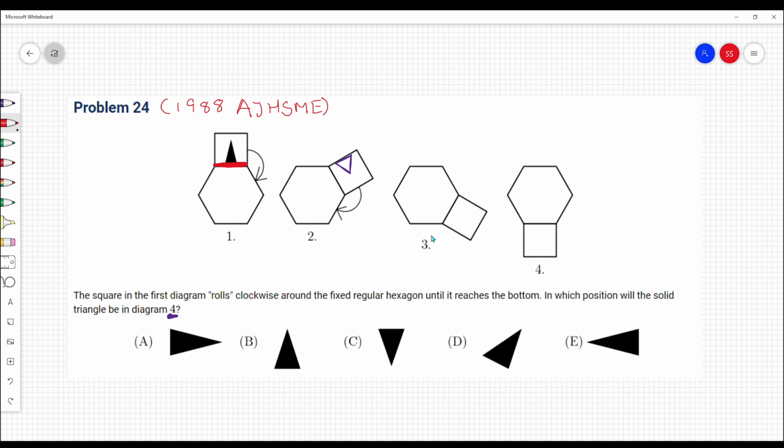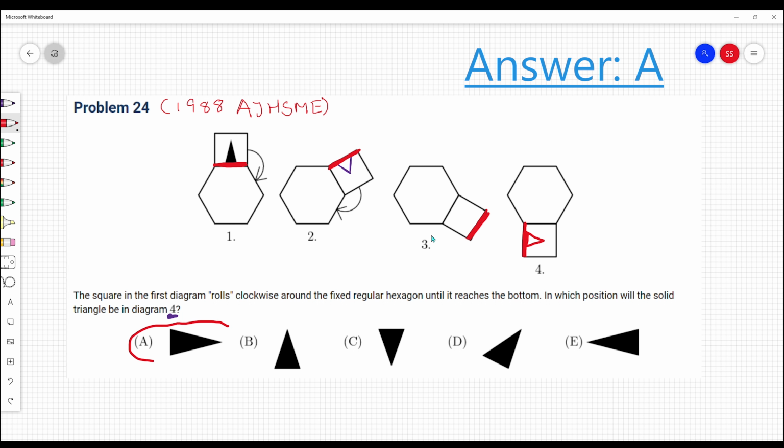Because it rolls to the right, it will look like this in the second one. The base will be on this side. On the third diagram, it will look like this. And in the fourth one, the base will be on this side. Now that we know that the base will be on this side, we can easily find out that the triangle will be like this. And there's only one triangle which looks like that in the options, and that is option A. So option A is correct for question 2.